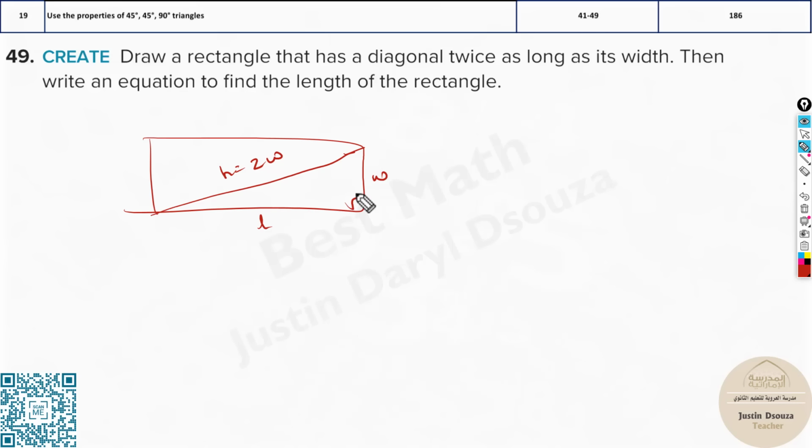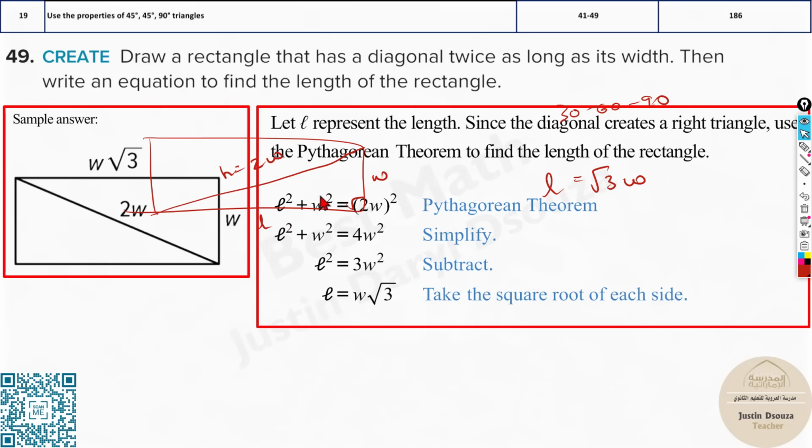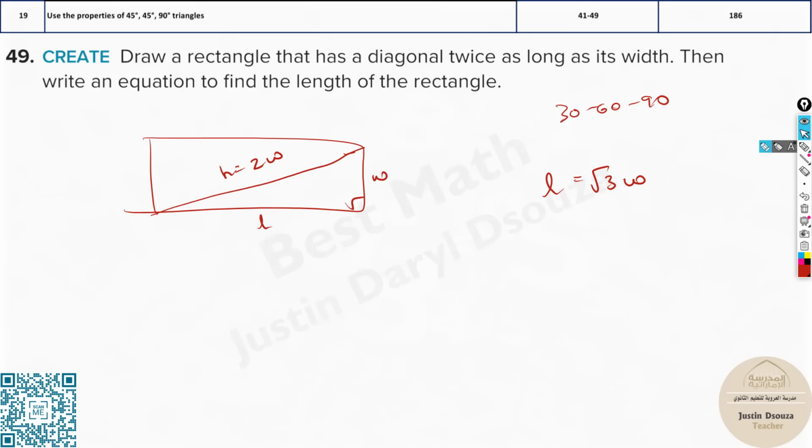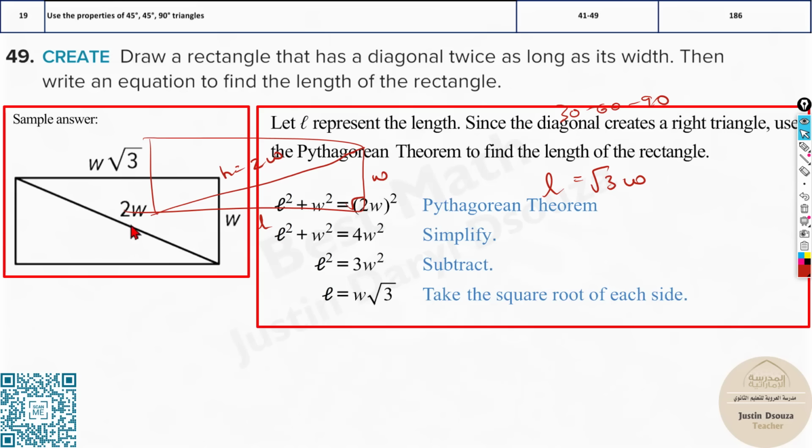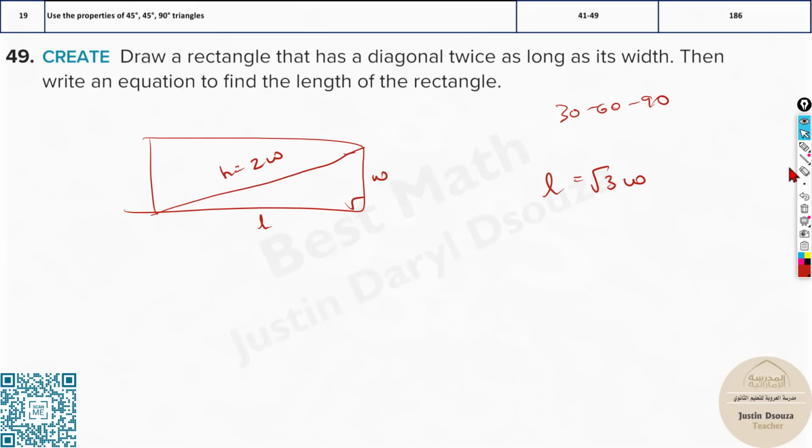So now this is basically 45, this is 90 degrees. They have told it's 2 times width. We can directly tell this is 30, 60, 90, and the length is equal to square root 3 times W. We know the formula, right? From 30, 60, 90, that's the answer. Okay, they are expecting us to do it with the Pythagoras theorem. Let's just do it. They're basically asking us to prove the formula. You can see over here, they're asking us, prove it, not use the formula directly.